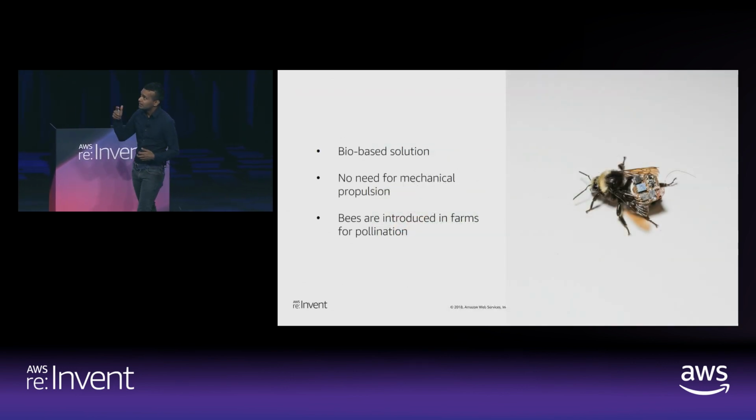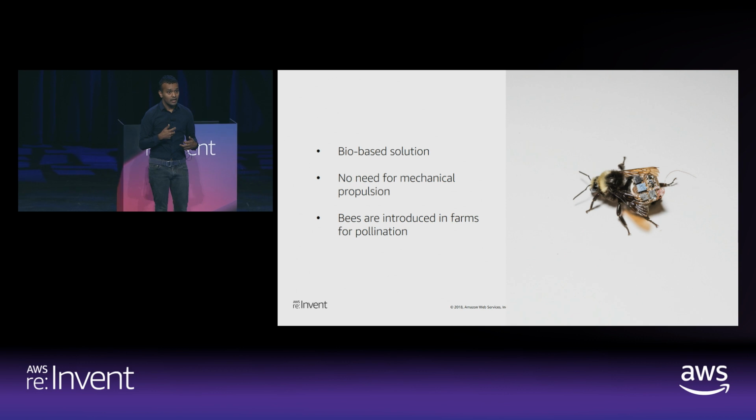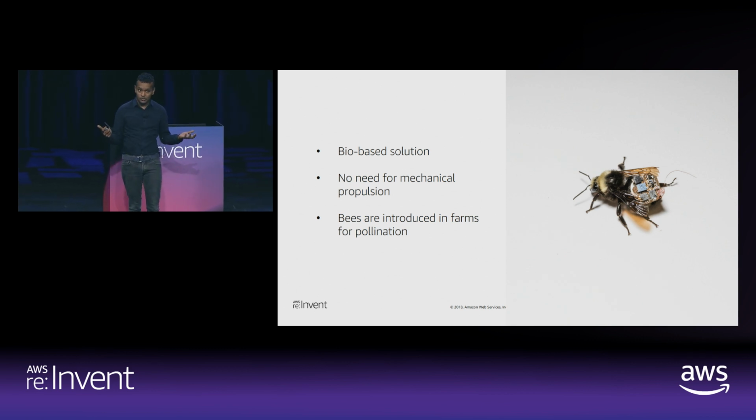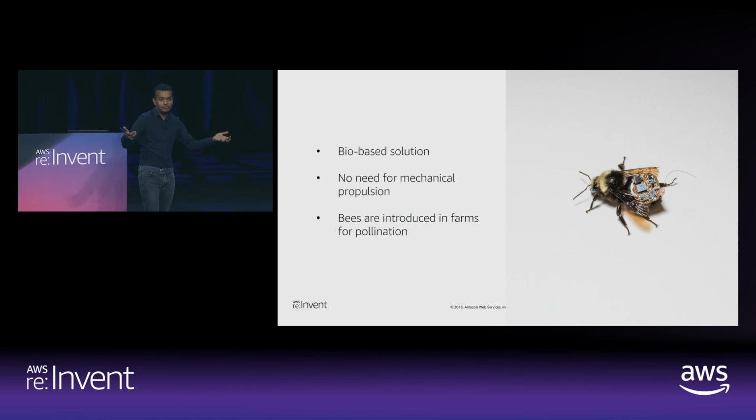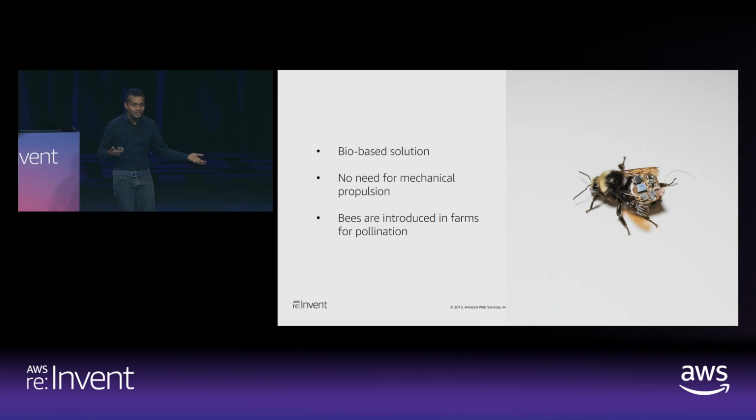You can see the platform on top of the bumblebee. It's a bio-based solution. We are basically using the fact that the bee can fly by itself. You don't need to recharge a bee. It can feed itself. So you're basically solving one of the biggest challenges, which is the power. And it has no mechanical components because you're allowing the bee to fly by itself.